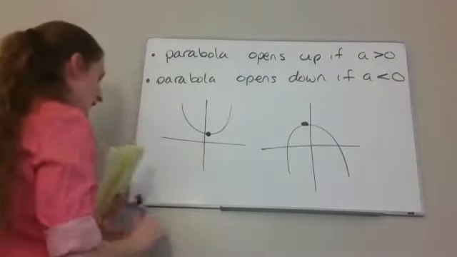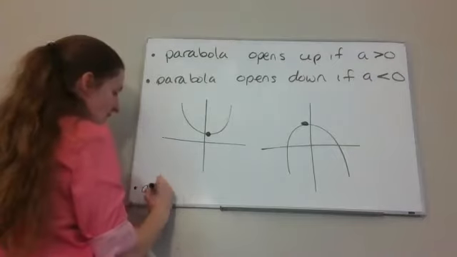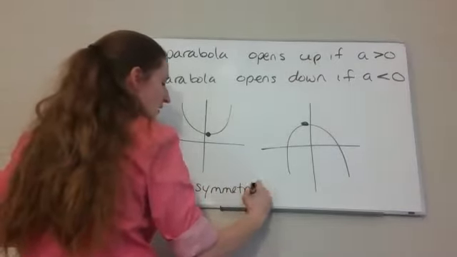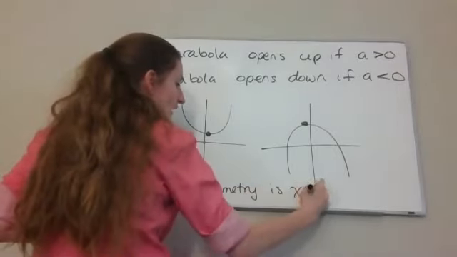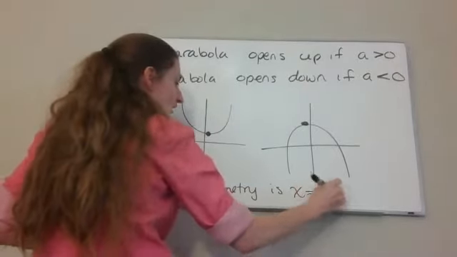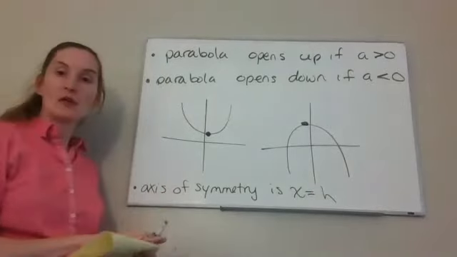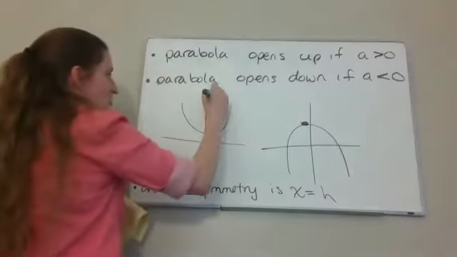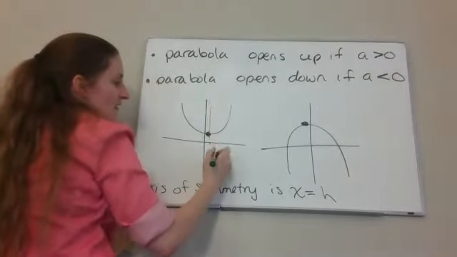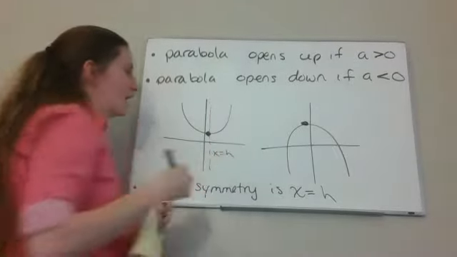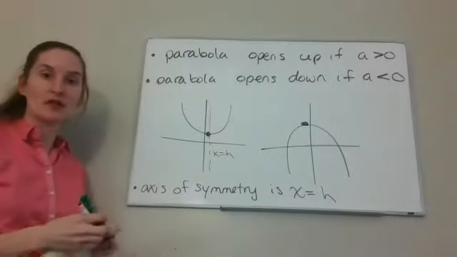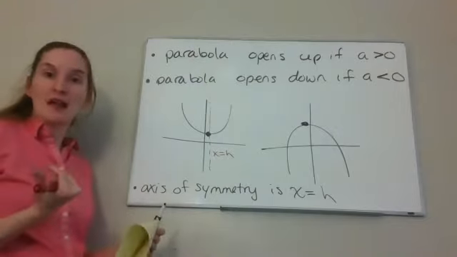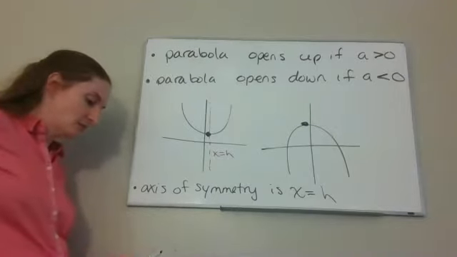Your axis of symmetry is the vertical line x equals h. This is just the vertical line that goes through your vertex. So if this were my vertex here, h, k, this is x equals h, the axis of symmetry. It's just a vertical line that goes directly through your vertex, and your graph is going to look the same on both sides of that line.